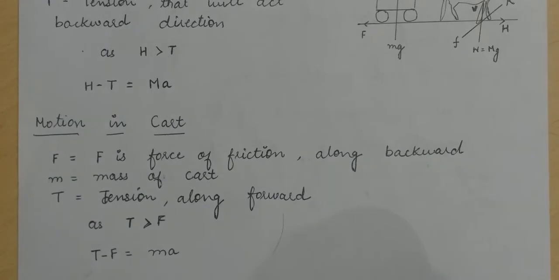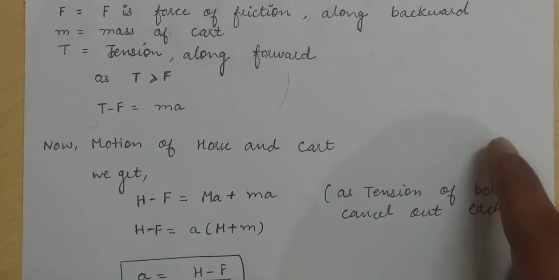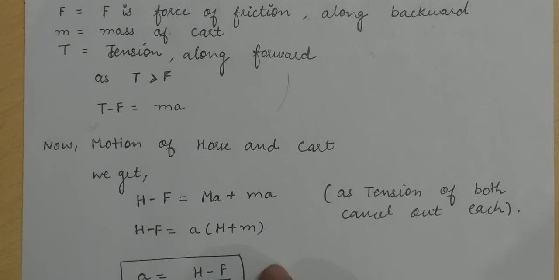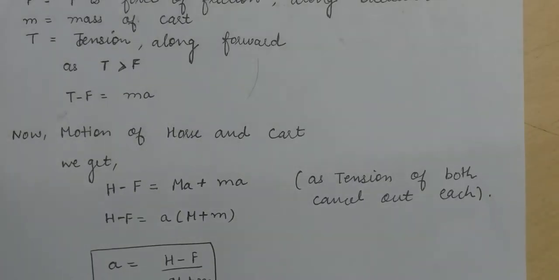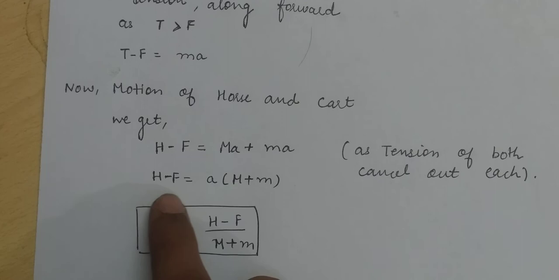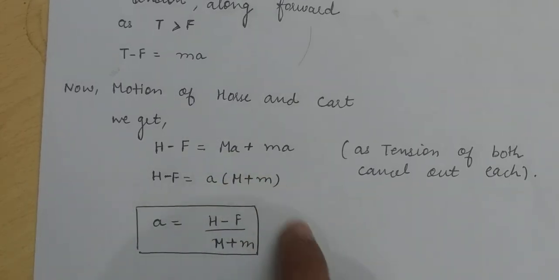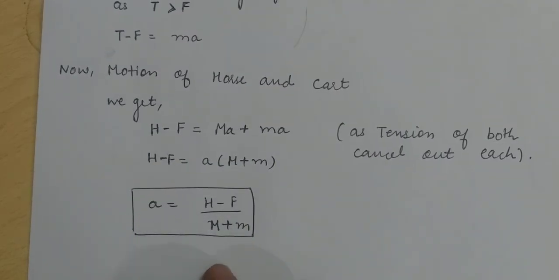If we add both, H minus T equals MA and T minus F equals ma, then we get H minus F equals MA plus ma, where big M is the mass of the horse and small m is the mass of the cart. As the tensions of both cancel out each other, we got this equation. So H minus F equals, taking a common, (M plus m) a, so the acceleration equals H minus F upon M plus m.